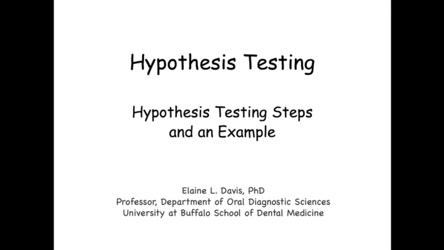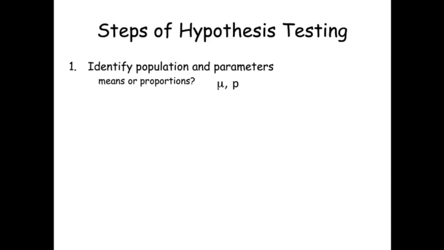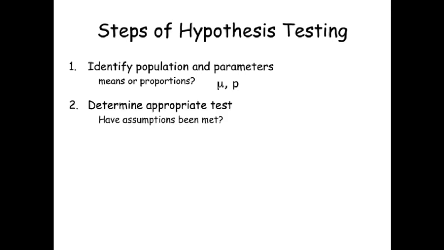In this video, I'll go through the steps of hypothesis testing with an example. The first step is to identify the population and parameter of interest. Right now, we are interested in one mean or one proportion, but there are many different statistical tests, so this first step helps lead us to the appropriate one, which is the second step.